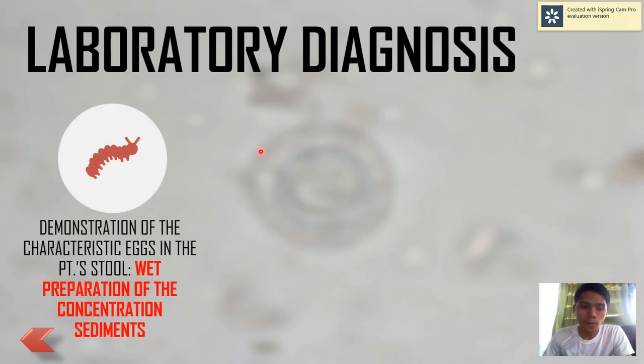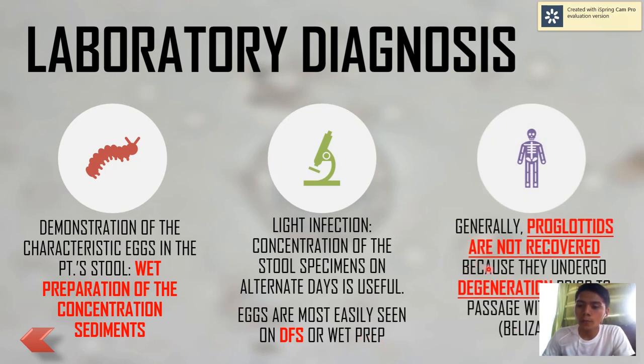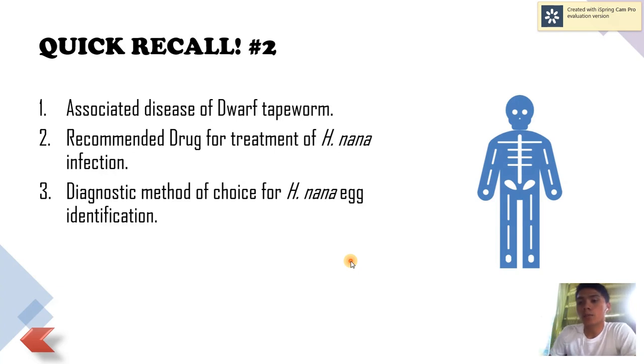Laboratory diagnosis: the method of choice is demonstration of the characteristic eggs in the patient's stool, meaning microscopy. You use microscopy to identify the H. nana egg. Wet prep is usually used. The flotation technique is also used. For light infection, concentration of the stool specimen on alternate days is useful. Eggs are most easily seen on DFS or wet prep. Generally, proglottids are not recovered because they undergo degeneration prior to passage with the stool, so you won't see proglottids in the stool.